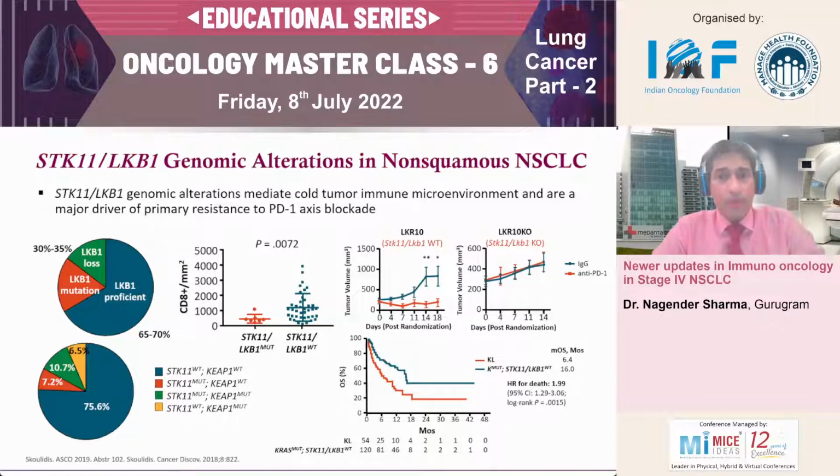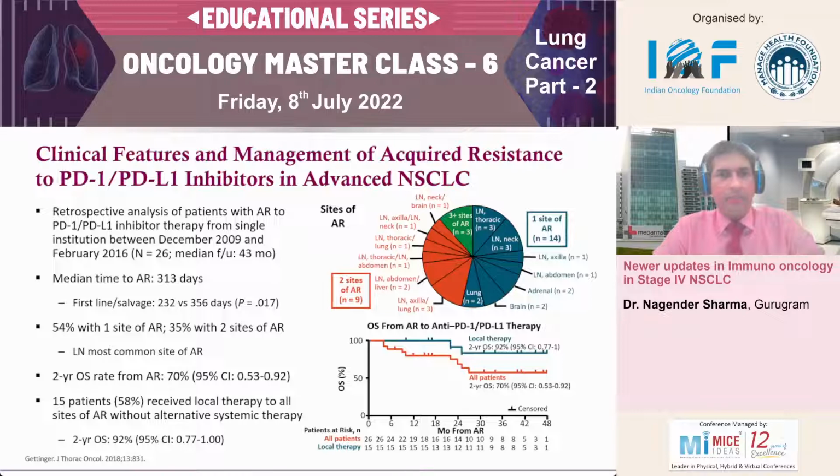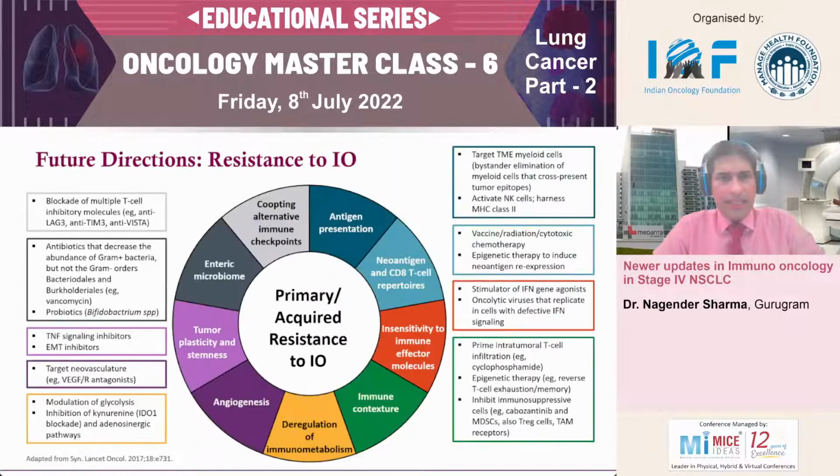This mediates the cold tumor immune checkpoint microenvironment and is a major driver of primary resistance to PD-L1 axis blockade. So this also we have to figure out, and we are in the pipeline right now. Other things: I will be touching on future IO options for resistance to IO. They are in development right now.